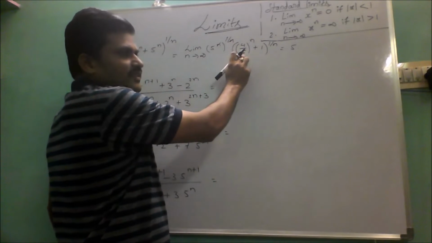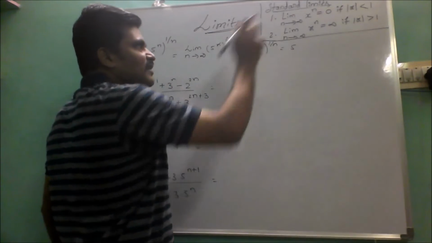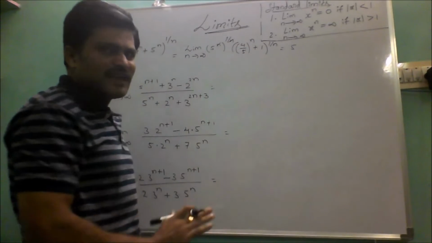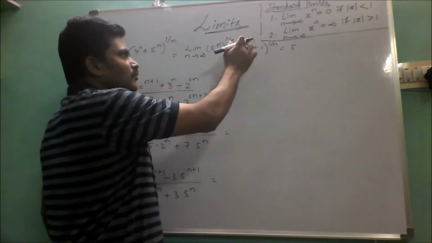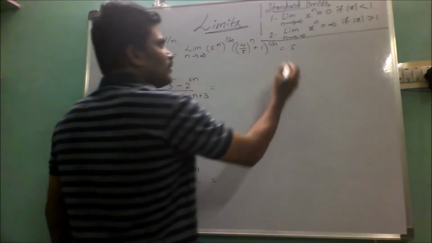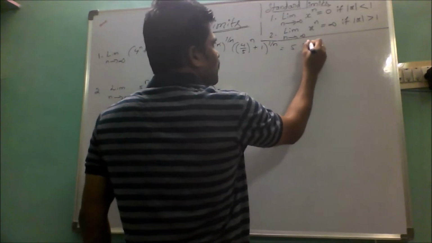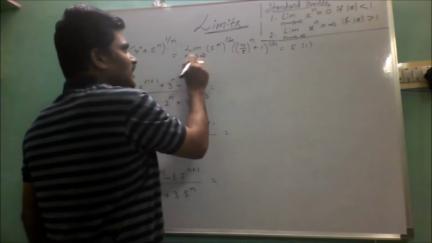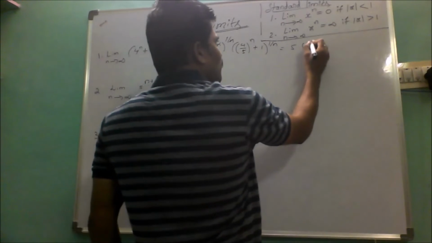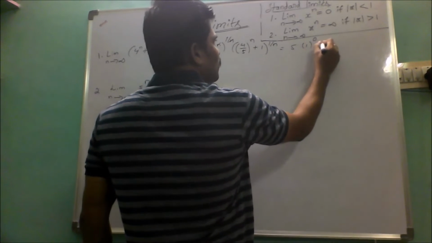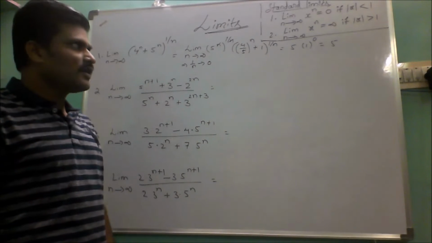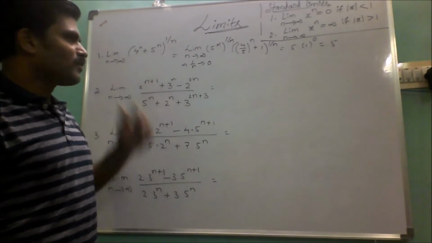And we observe 4 by 5. So this is x, and mod x is less than 1. Mod x means either minus x or plus x. So 4 by 5 is also less than 1. Therefore the limit of that value equals 0. So here also this value is 0 plus 1, so 1 power 1 by n. N tends to infinity implies 1 by n tends to 0. So 5 into 1 power 0 equals 5. So this is the solution. It is a very easy process for this problem.